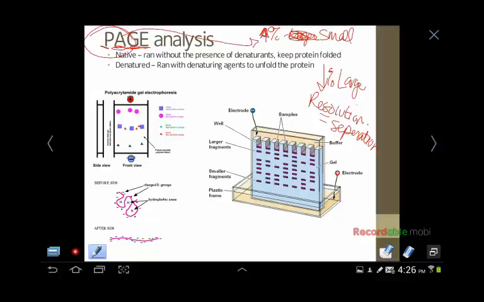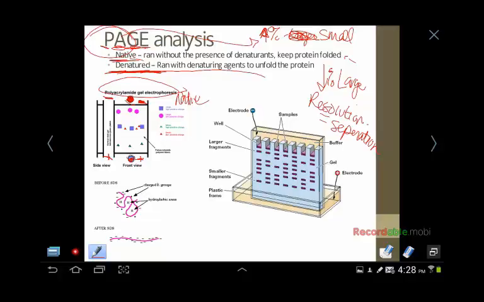As you see here, we can have two forms of PAGE analysis. You can have native PAGE analysis, where the protein is run without the presence of denaturants, and that keeps the protein folded into its tertiary structure. Denatured means that the protein is run with denaturing agents to unfold the protein. Here we can see we're doing a polyacrylamide gel electrophoresis of a native protein. You have a negative charge at the top of the gel and a positive charge at the bottom, so molecules will separate based on their charge and their size in a native gel.